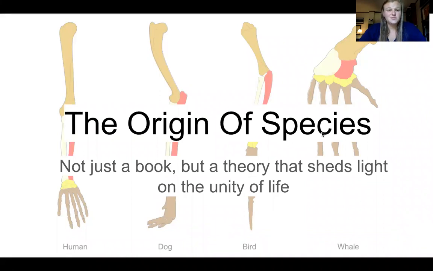The Origin of Species is a book by Charles Darwin, cataloging his theory of evolution. And this theory is what sheds light on how life is so unified. And I mean all life. I mean humans, I mean mammals, I mean bacteria. Everything seems to be connected based on Darwin's theory. And only through the lens of his theory does it really make any sense at all that we're so connected.